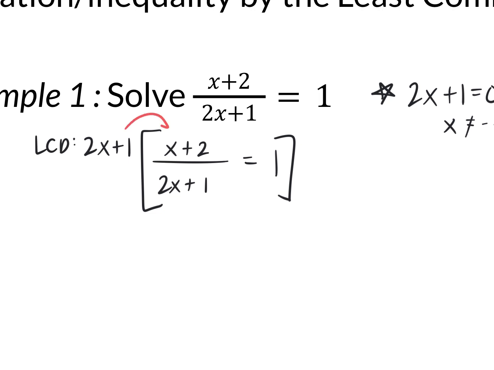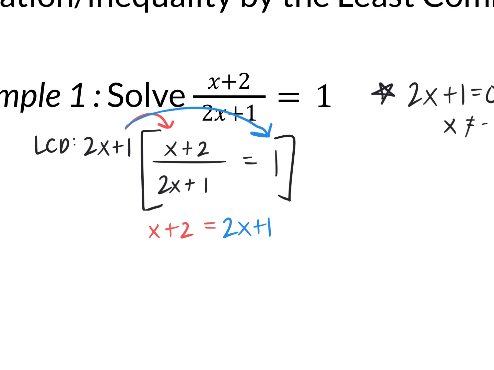When I distribute the 2x + 1 to my first fraction, I'm left with just x + 2, because that 2x + 1 will simplify to 1, right? And then what am I going to have on the right side when I distribute to the 1? 2x + 1. This is exactly what I would have gotten if I had just cross-multiplied. So for this example, you could have cross-multiplied. For the examples we're going to do soon, you will see there is more than one fraction, so you can't just cross-multiply them, okay?